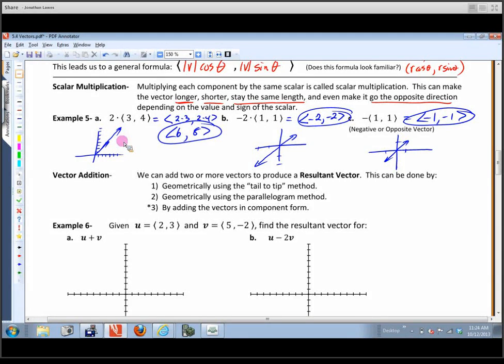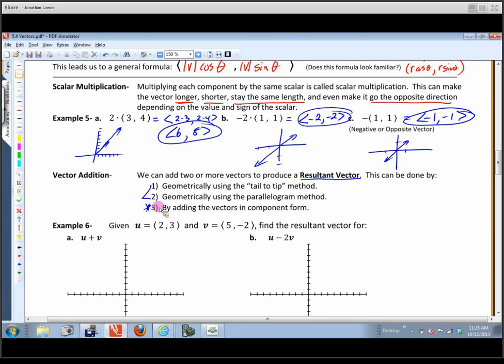Okay? All right, now let's talk about vector addition. Vector addition is something that we're going to do quite a bit of, and we're going to find some applications of this. So we can add 2 or more vectors, and what we get when we add 2 or more vectors is what's called a resultant vector, or just the result of adding those vectors together. You can kind of see where they came up with the name. So there are a couple different ways that you can do this. We can do it geometrically these 2 ways, using the tail to tip method, or we can use the parallelogram method. Now I've got here a third technique, and that's by doing it in component form.